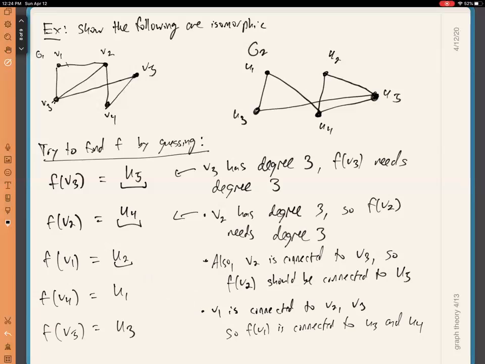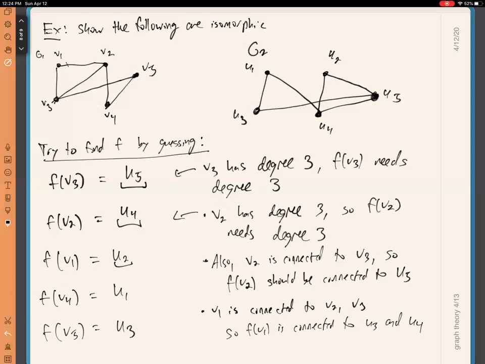And so after going through this kind of complicated process of guessing and then checking everything that is consistent with your guess and then moving one step at a time, we've exhausted all the vertices, so we're done. And so this is a candidate for our function. And now you just have to go back and double check.